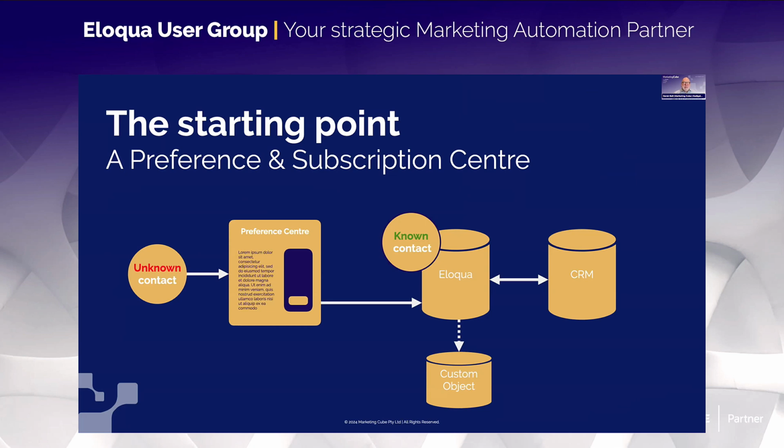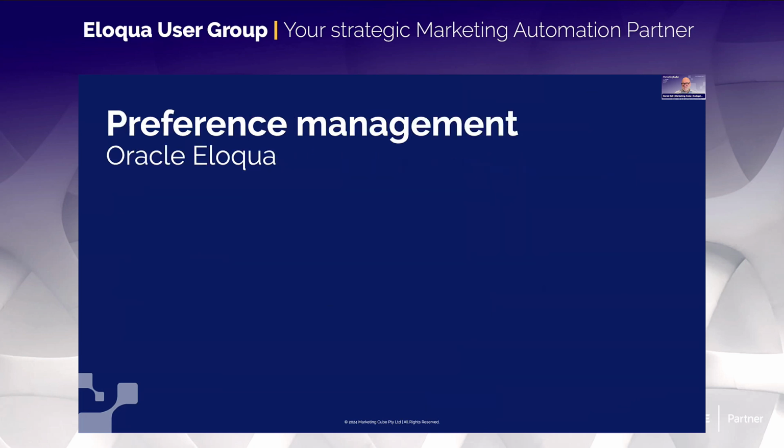The other one in Eloqua, and there's some dotted lines there, is sending information to a custom object. Now, we're going to cover that a little bit more later as to why that could also be a good thing for you to do. It's not done by default, by the way. It's something that you do need to set up, but there's certainly some merit to doing that.